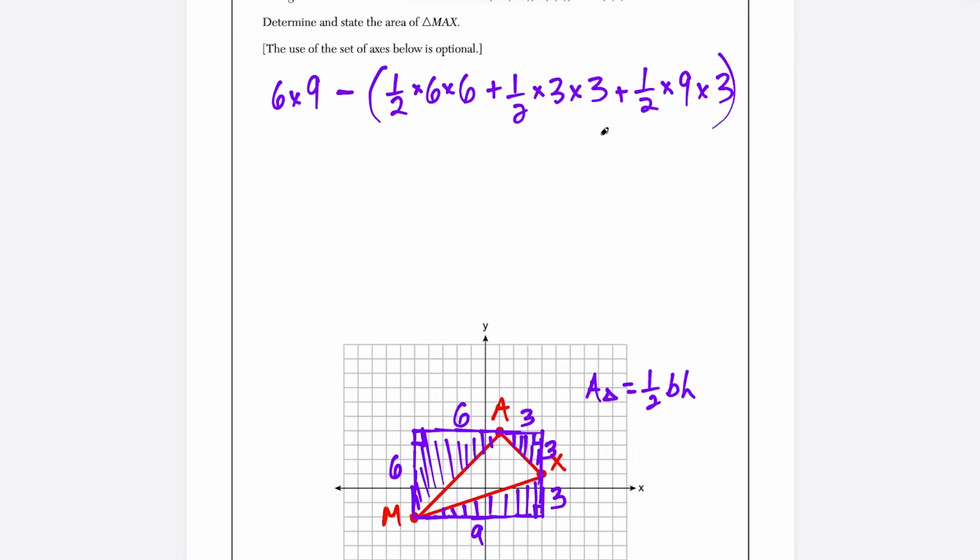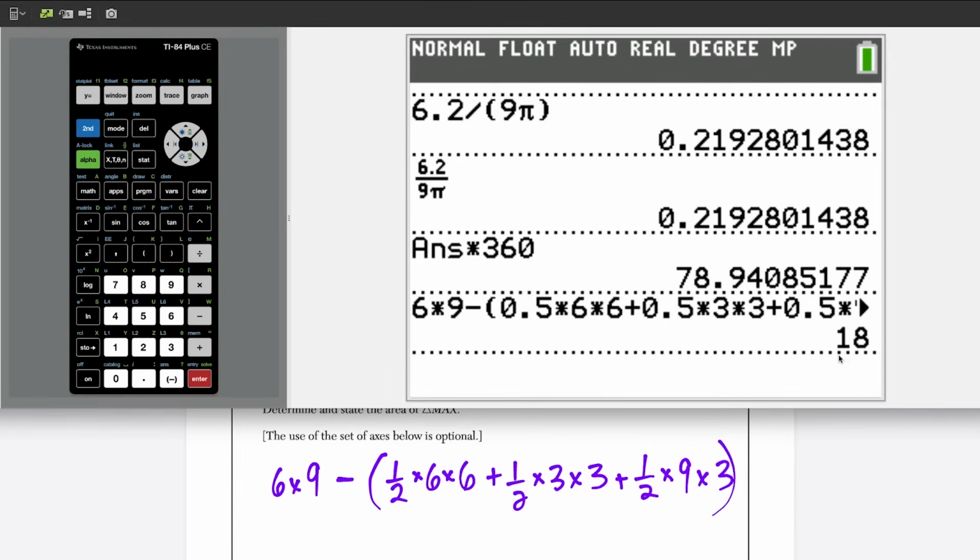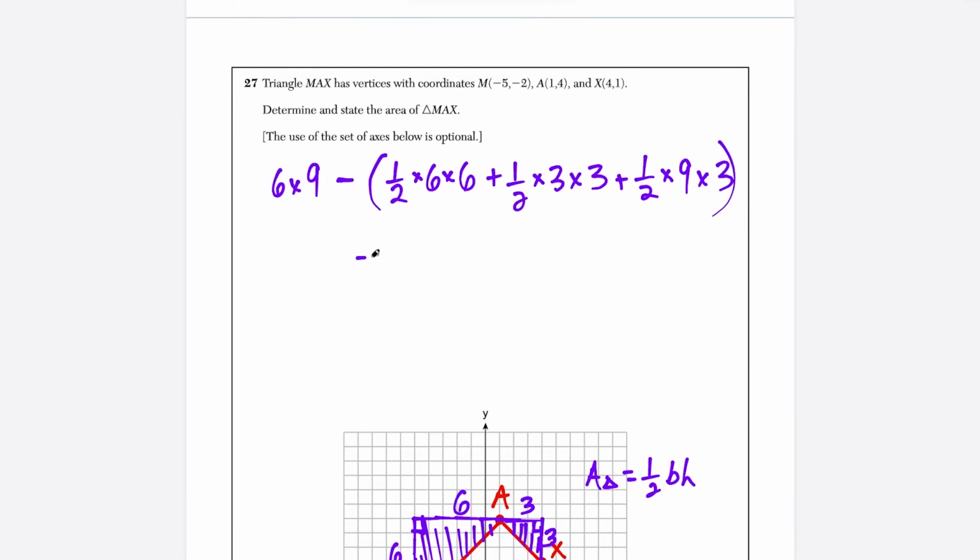And this, I could just type all of it in a calculator. So I'm doing 6 times 9 minus, and then here I have to write parentheses. For 1/2, I could say 1/2, or I could say 0.5. And I'm multiplying by 6 times 6. And then I'm going to add 0.5, that's equal to 1/2 times 3 times 3. And then one more, plus 0.5 times 9 times 3. And then I close the parentheses, I press enter, and this all works out to 18. So this over here is the area of triangle MAX.